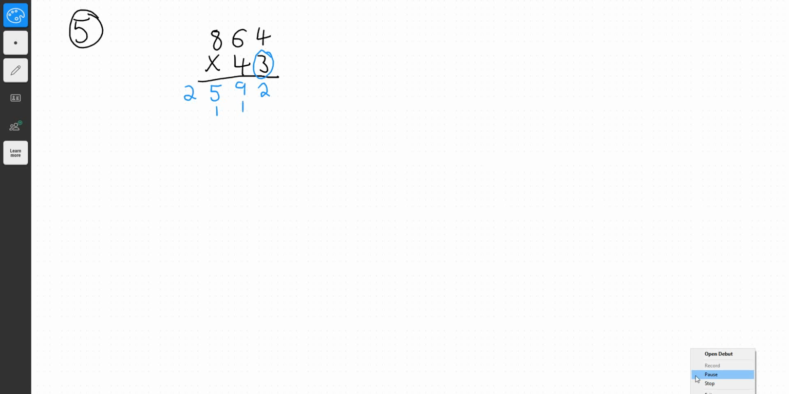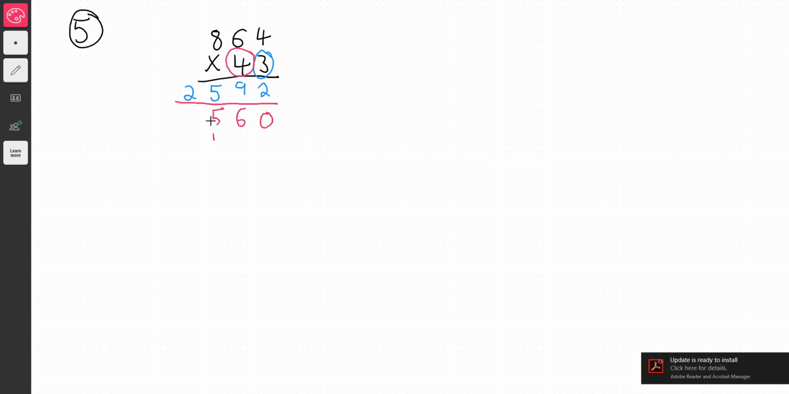Okay. The next step is to focus on the next number in, so the 4. And again we've got to write a 0 in here because we're now dealing with the tens. And we're going to go 4 times 4 is 16. So we write the 6 in this column and carry the 1 over. 4 times 6 is 24. And we add 1 to that and we get 25. And 4 times 8 is going to give us 32, add 2 is going to give us 34.